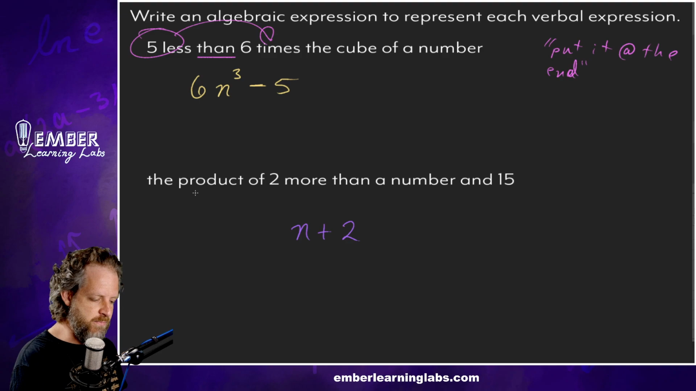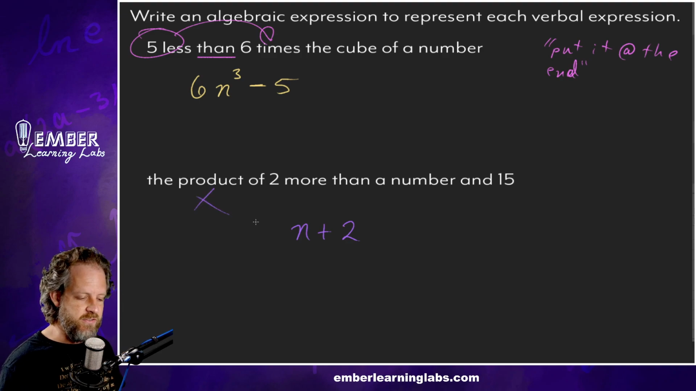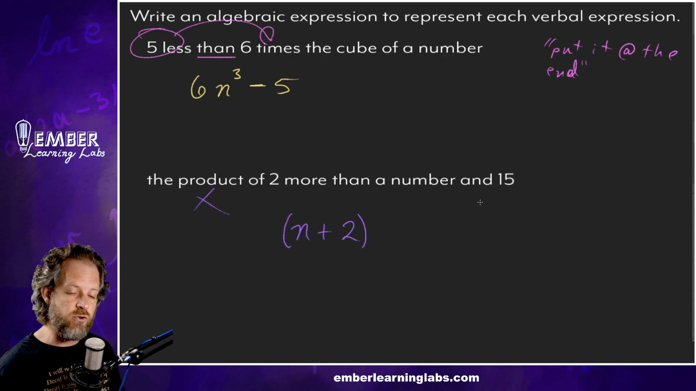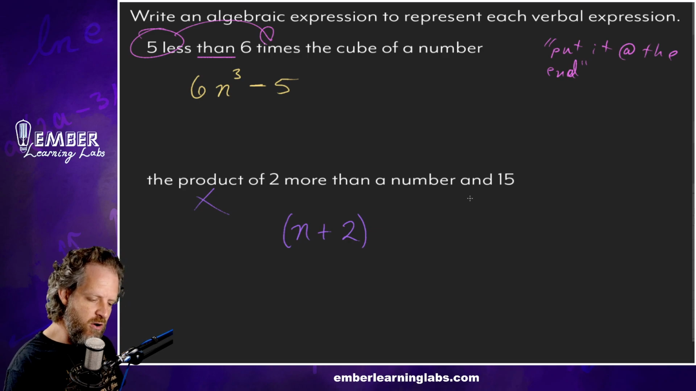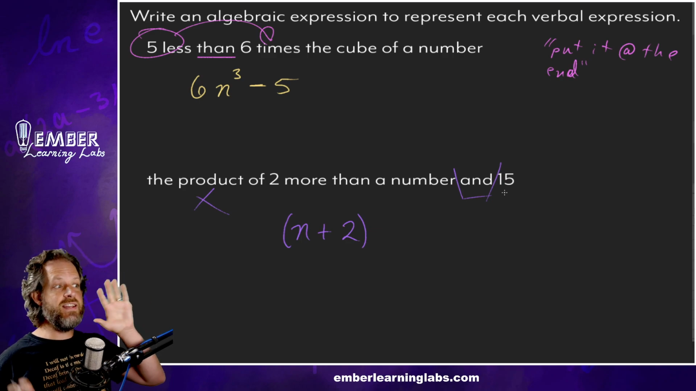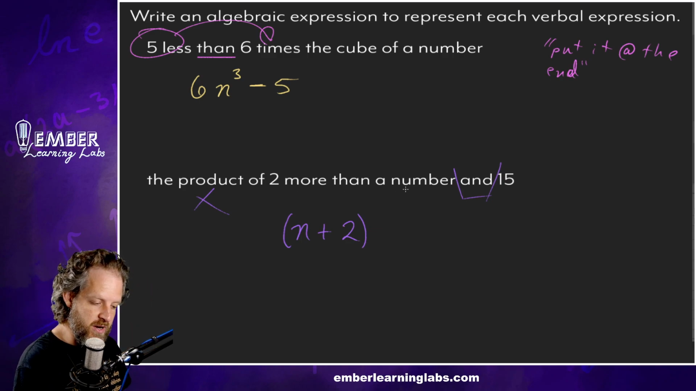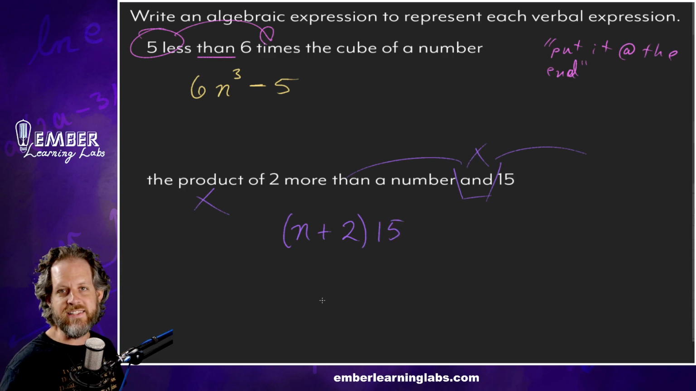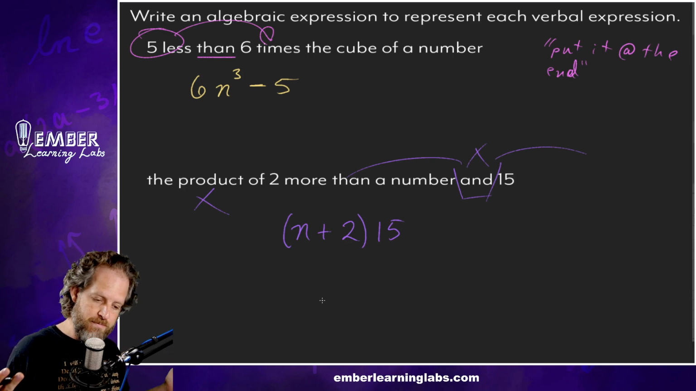So the product, what does product mean? Well, product means times, right? So the product of this and 15. We have to do the product of this whole thing, the product of 2 more than a number. When we have product or quotient, we're almost always looking for this word "and" as well, because that separates the product of this and that. So 2 more than a number is on one side of the multiplication and 15 is on the other side. So 2 more than a number and 15. Remember that if a number is next to parentheses, that's multiplication. So that's pretty easy peasy, right?